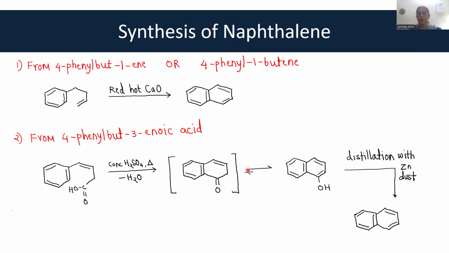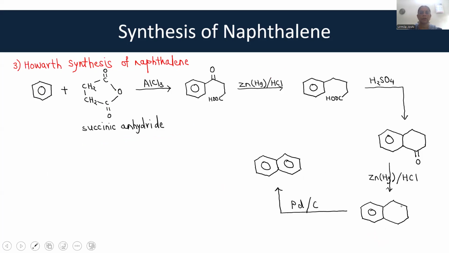I think you have heard about keto-enol tautomerism. A similar thing happens over here. This is the keto form, this is the enol form. It is an exceptional case where the enol form is more stable because of the aromatization due to the enol form. And when this is distilled with zinc dust, the OH group is removed and you get naphthalene. So this is the second method.